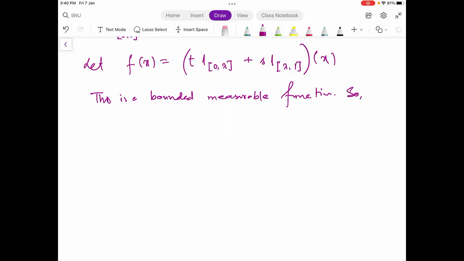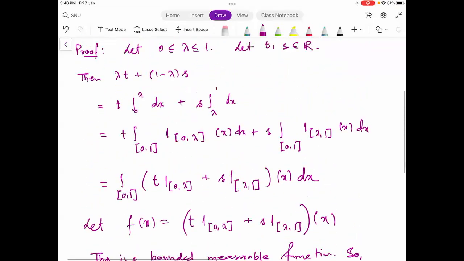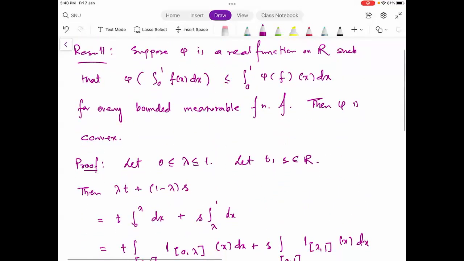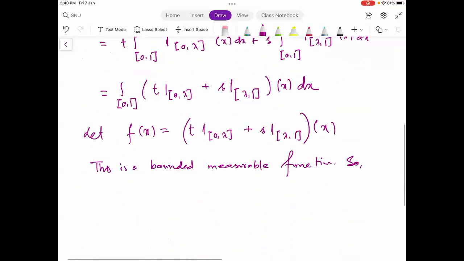All right. So since this is a bounded measurable function, now we invoke what we know. So we know this. Where I put the red tick, we know that for every bounded measurable function. So I use it for this bounded measurable function.